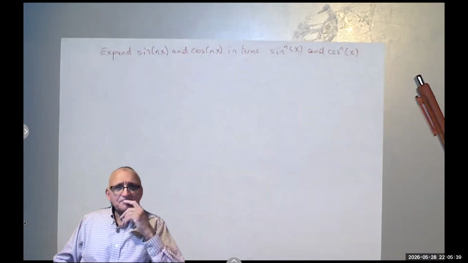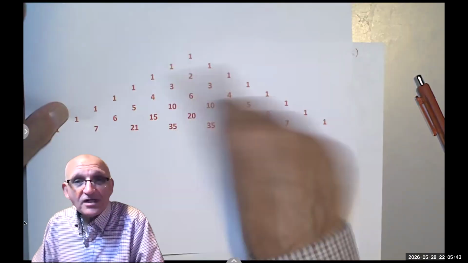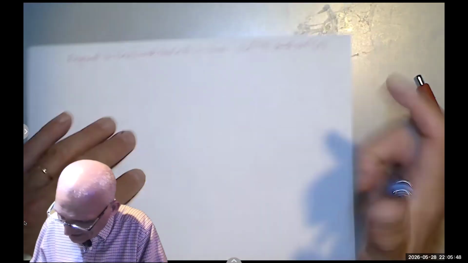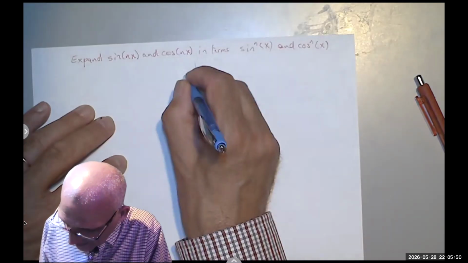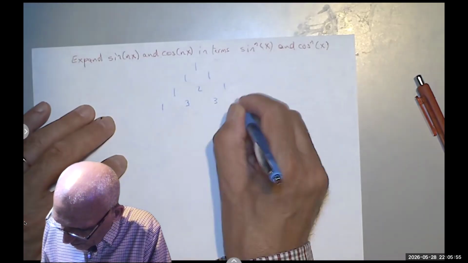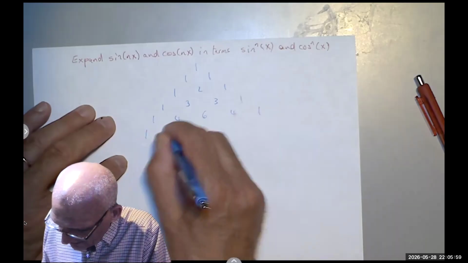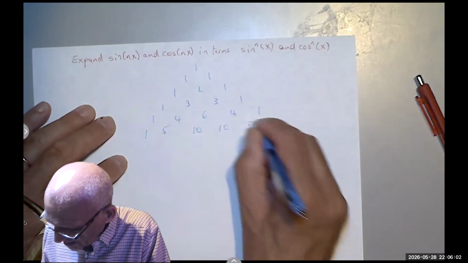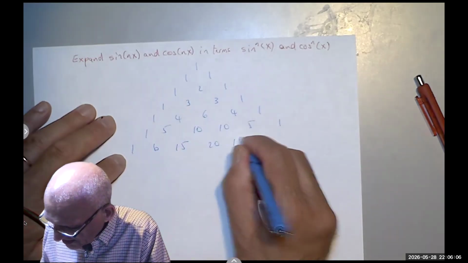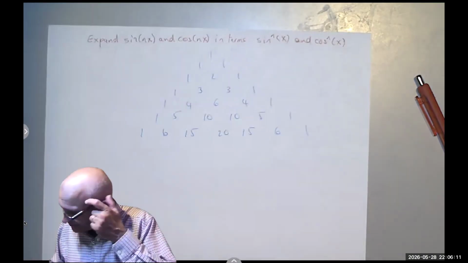What does that mean? Well, let me reproduce Pascal's Triangle because I don't want to write on this one, since I use it a lot. Okay, so I'm going to write it down. 1; 1, 1; 1, 2, 1; 1, 3, 3, 1; 1, 4, 6, 4, 1; 1, 5, 10, 10, 5, 1; 1, 6, 15, 20, 15, 6, 1. You see that it's symmetric. I'm going to stop here.